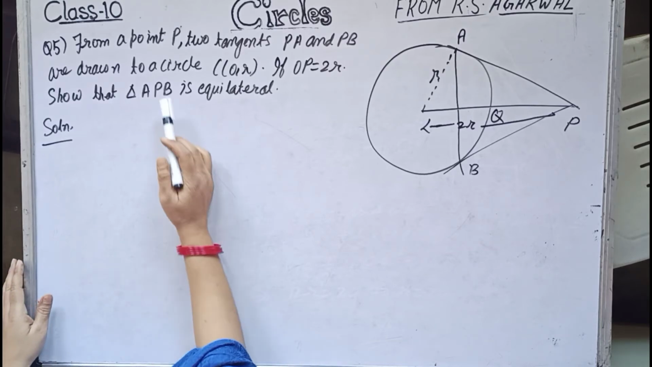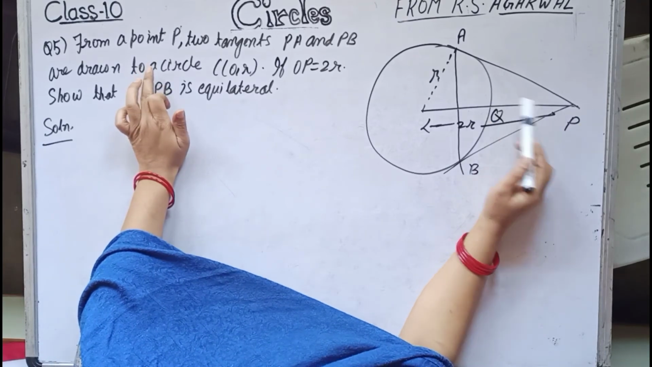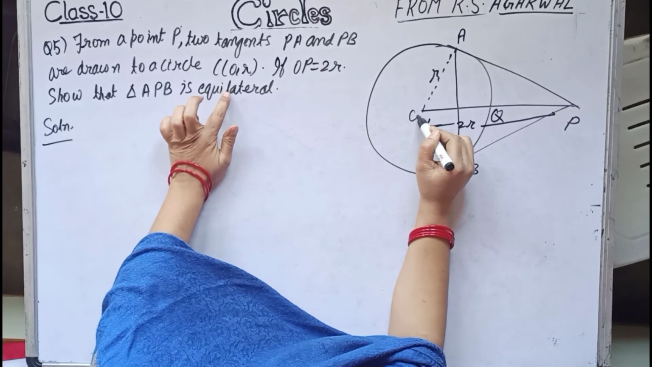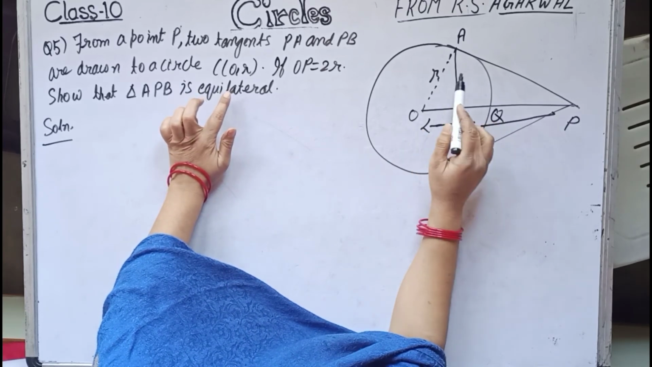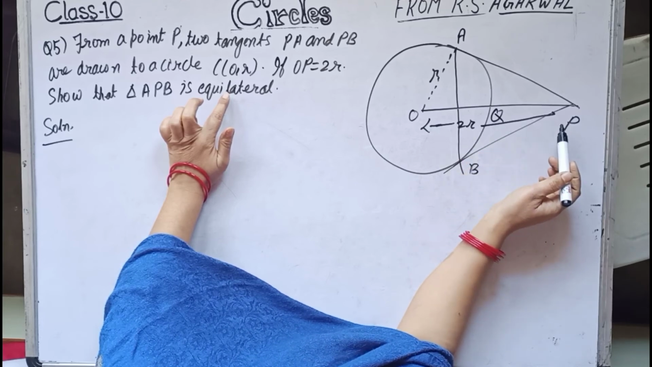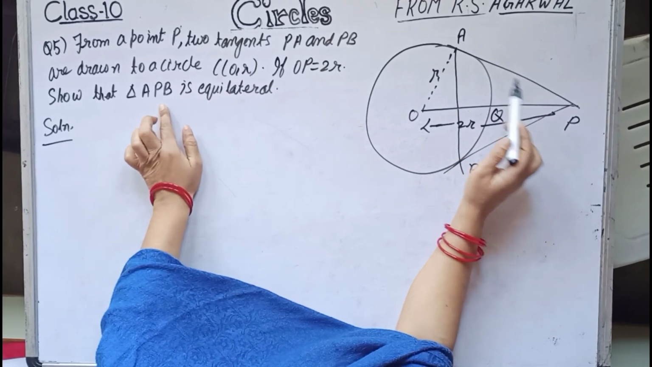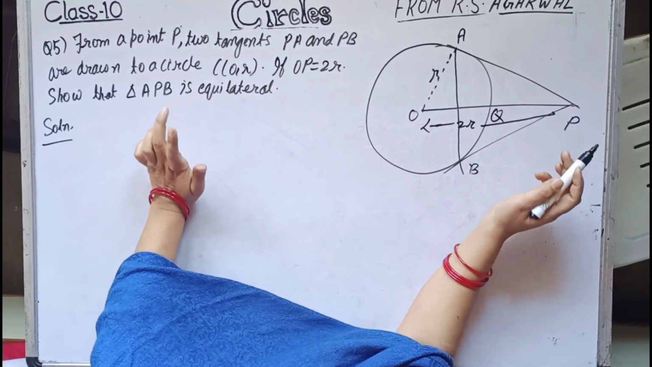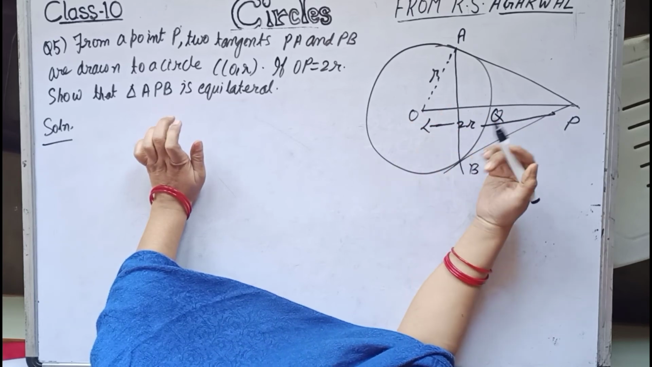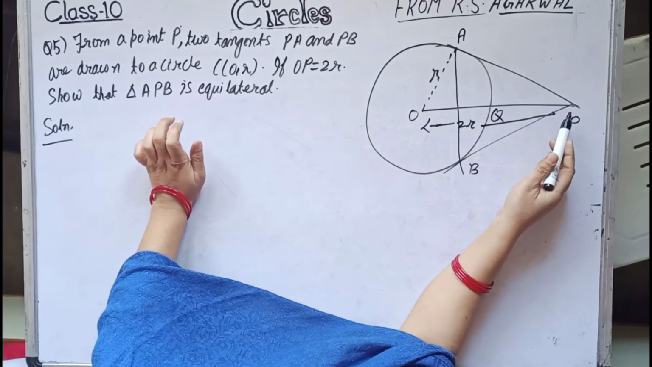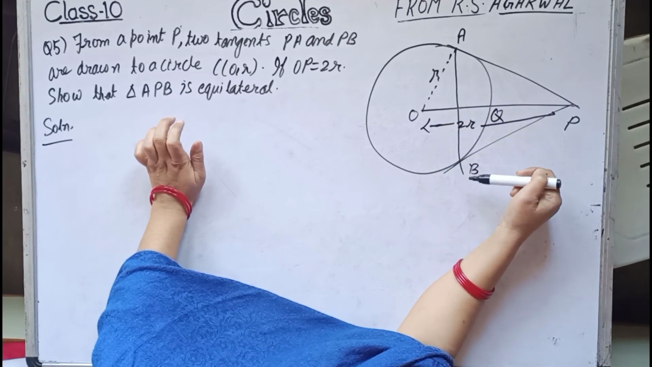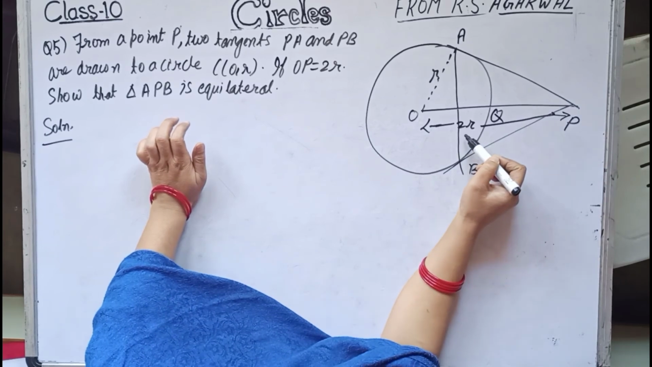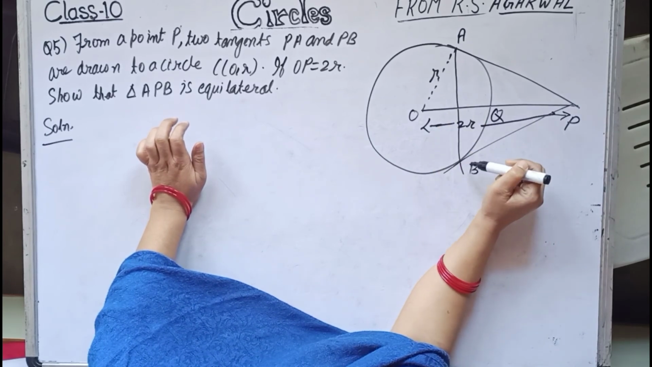Question number 5 says that from a point P, two tangents PA and PB are drawn to a circle, that is a circle whose center is O and radius is R. Now if this distance OP equals to twice of R, prove that triangle APB is an equilateral triangle. So it is given that a circle with center O and radius R is given. A point P is taken from where two tangents are drawn, PA and PB. Also this length OP is given to be equals to twice R. We have to prove that triangle APB is equilateral.